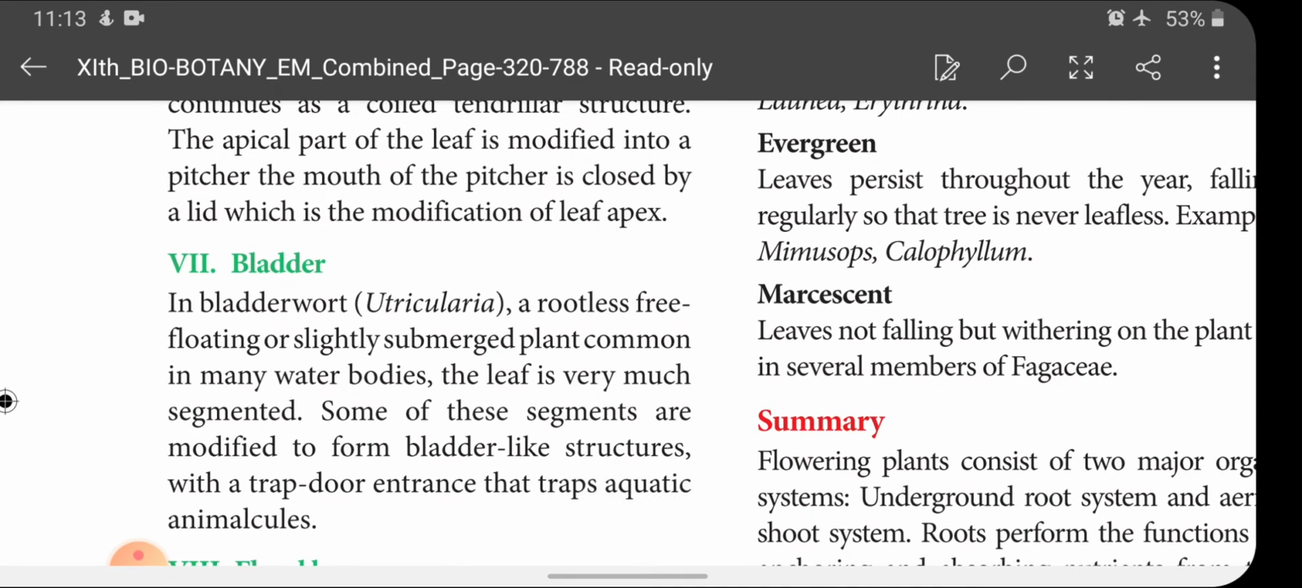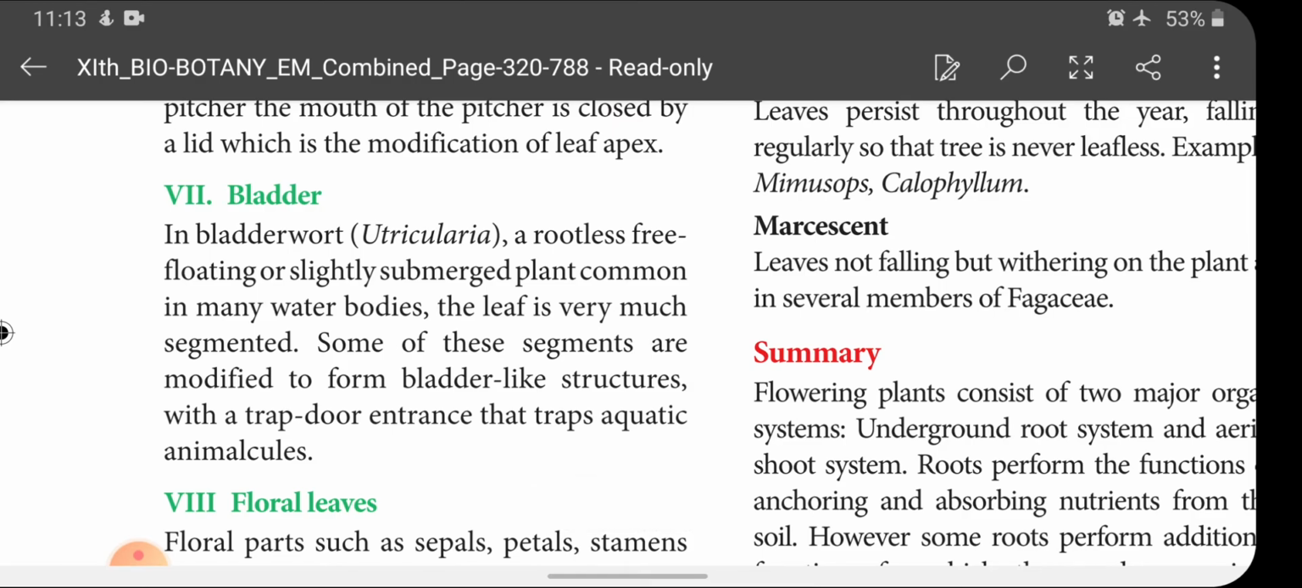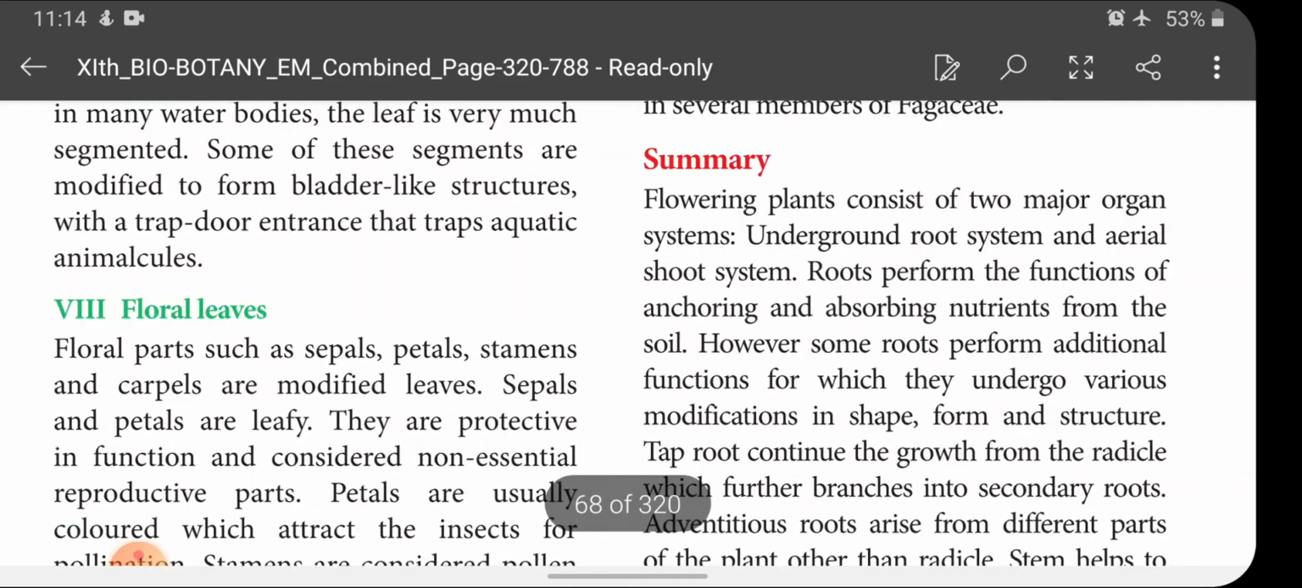And the next one is bladder. In bladderwort, that is Utricularia, a rootless, free-floating or slightly submerged plant common in many water bodies, the leaf is very much segmented. Some of the segments are modified to form bladder-like structures with a trap door entrance that trap aquatic animalcules. That's it.